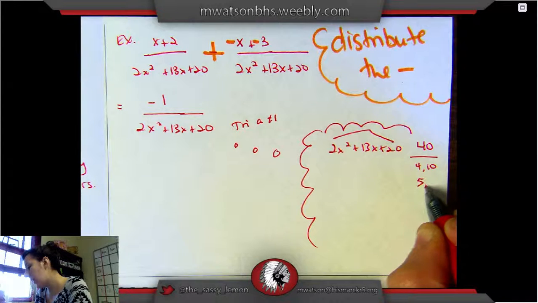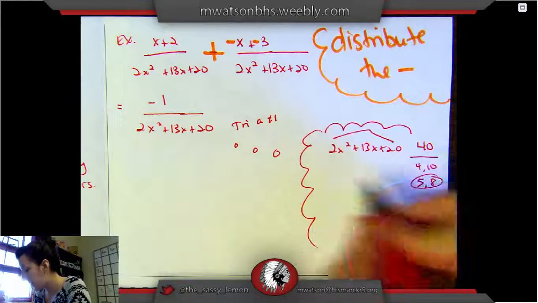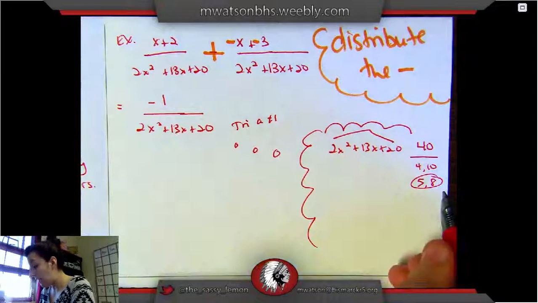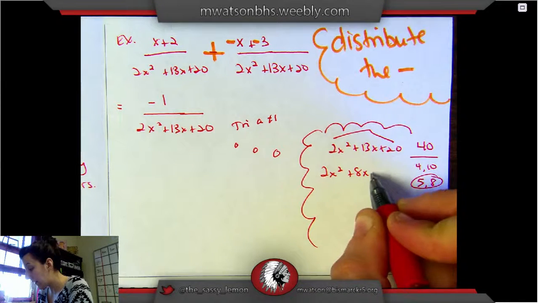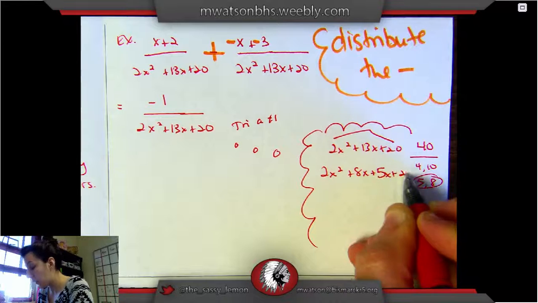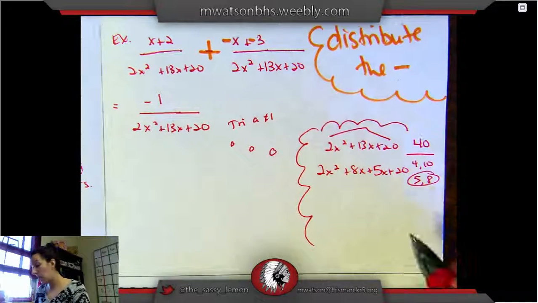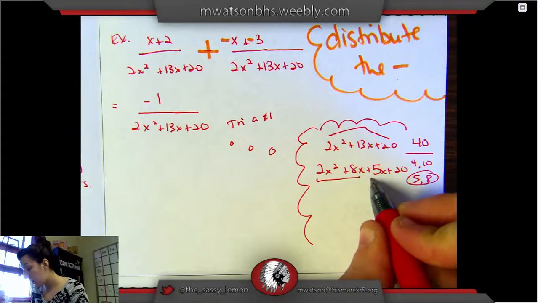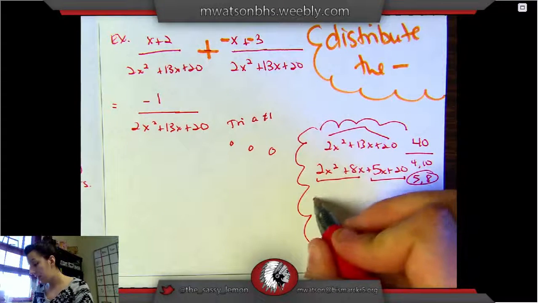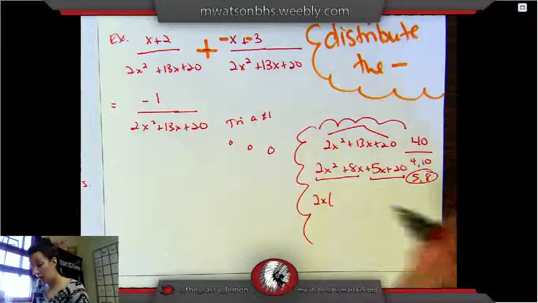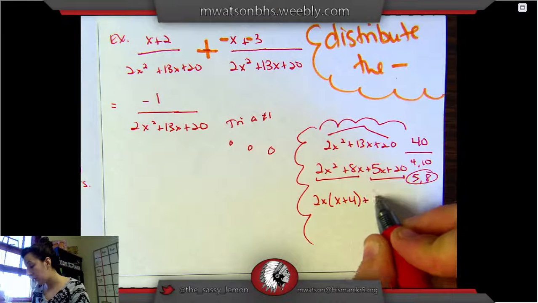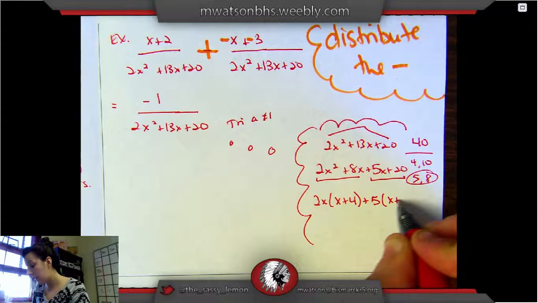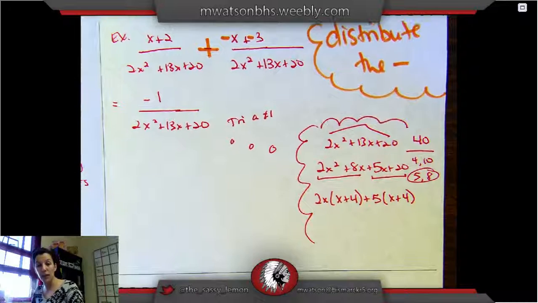We've got 5 and 8. 5 and 8 are the ones. And I'm going to put the 8 first. So I'll have 2x squared plus 8x plus 5x plus 20. At this point we've got 4 terms, so we should group, pull out a GCF of the first 2 terms, leaves behind x plus 4, and then pull out the GCF of the second 2 terms, and it also leaves x plus 4.